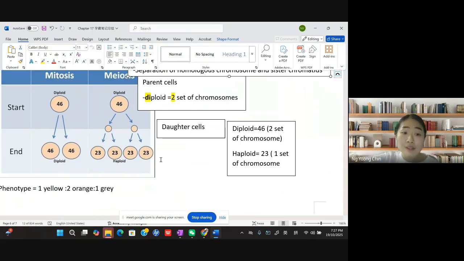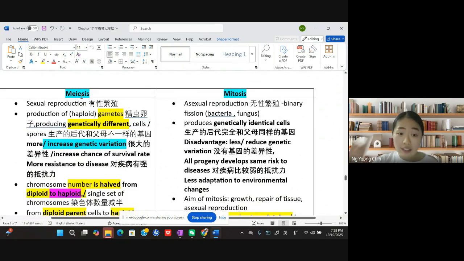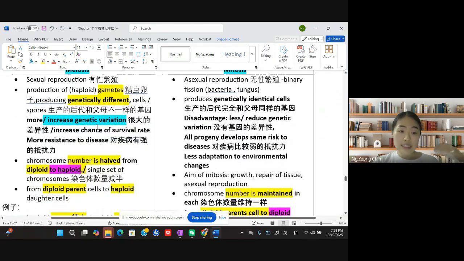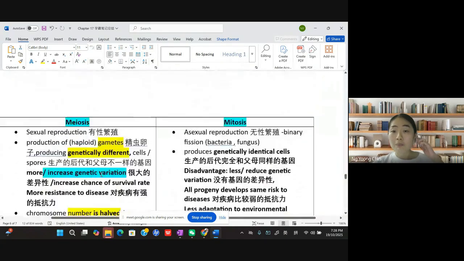So later, the diploid zygote will do the divisions, which is what we talk about as mitosis. So remember, meiosis only occurs in the sex gamete cells. Examples are the sperm, ovum, and also the pollen grains. You need the fusion of the 2 gametes to form the diploid zygote. So later the zygote, after restoring the diploid number of chromosomes, will undergo mitosis to increase the number of cells.